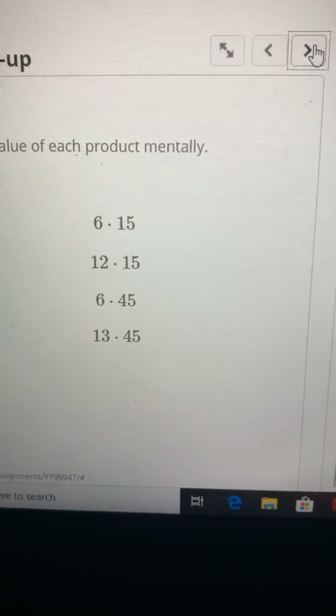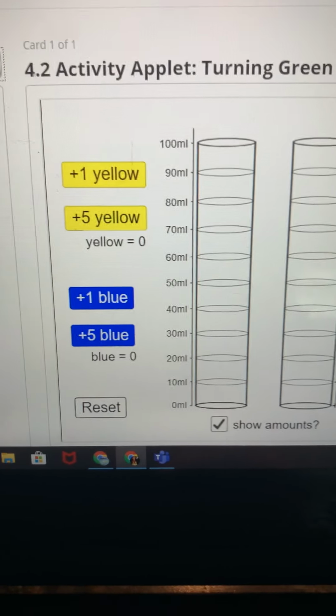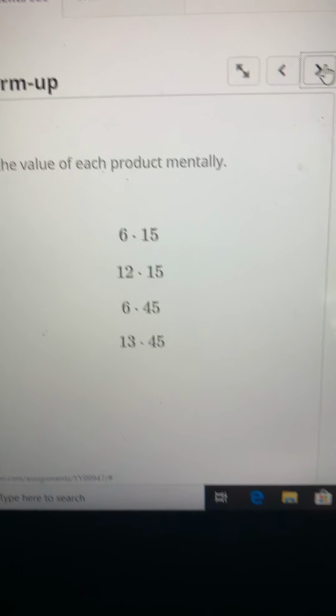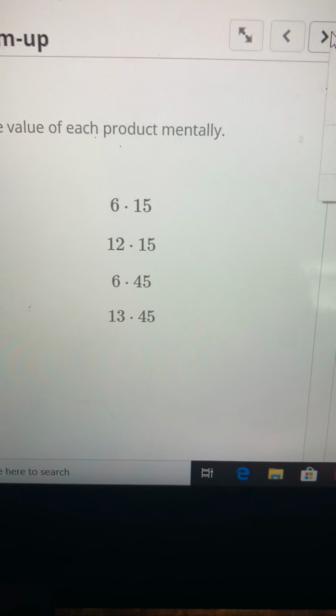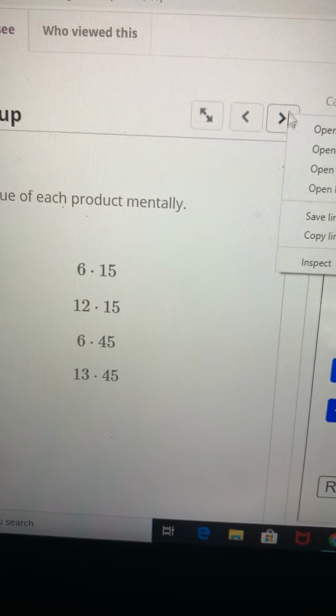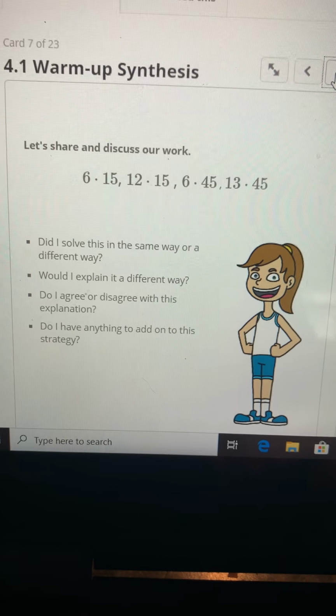So they have several of those. And if you notice, this says 4.1 is a warm-up, and it doesn't match up with 4.2, so we're not using that yet. So now we go to the next question. There we go. And then it says things like, let's share and discuss the work.